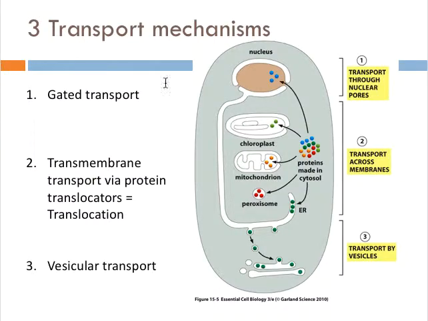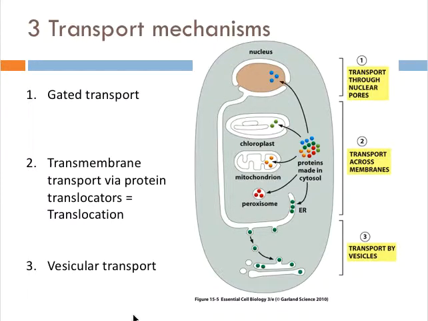The first is called gated transport, and it is going to function to move things in and out of the nucleus. Then we've got what's called transmembrane transport, which is also called translocation because it requires protein translocators. This means that we are going to transport proteins across the membrane. And so when we talk about the movement into chloroplasts, mitochondria, peroxisomes, and the ER, that is all going to be translocation.